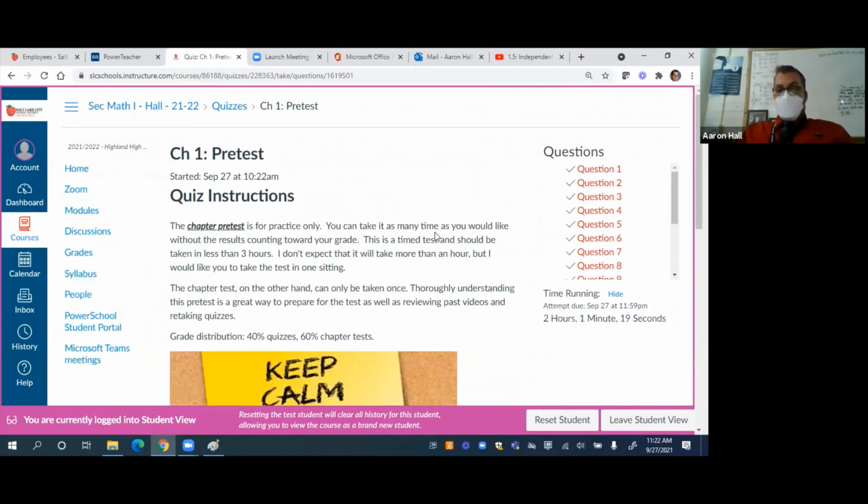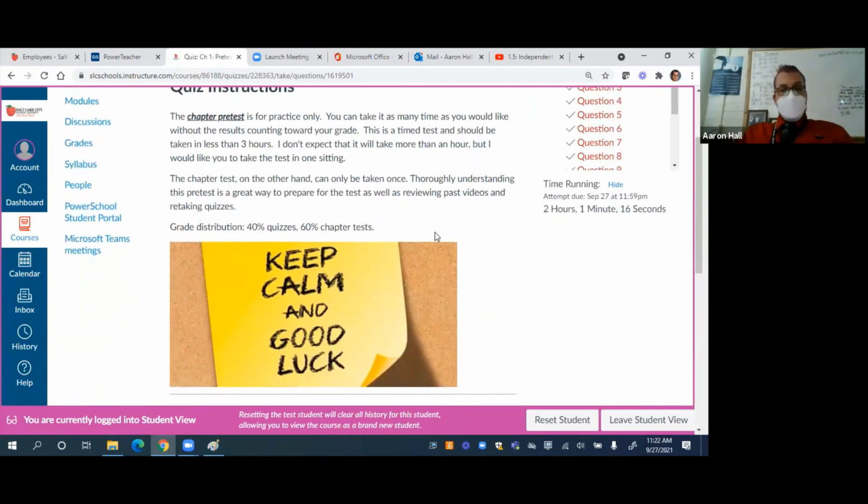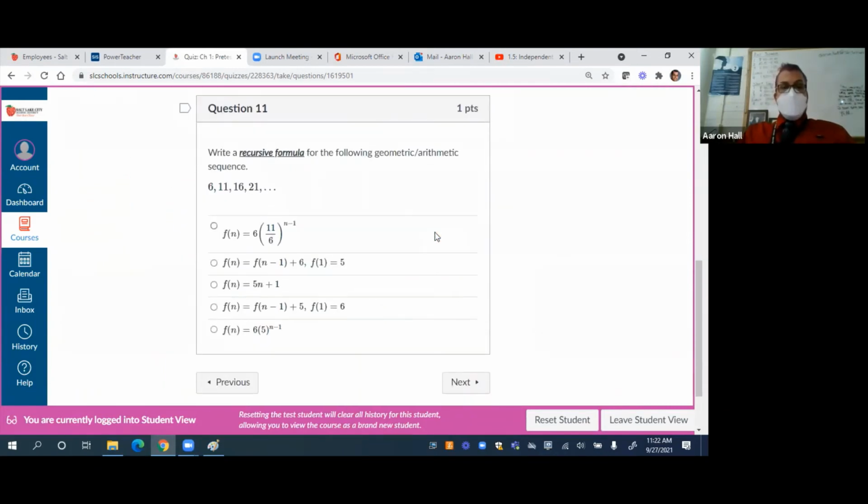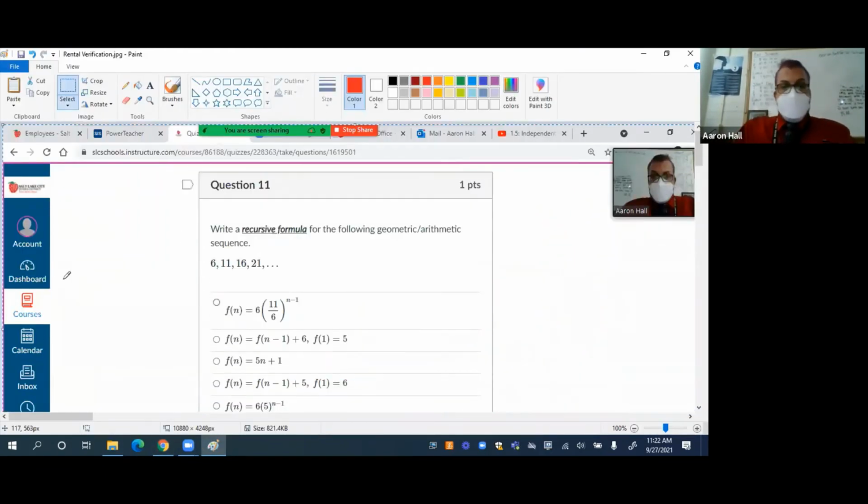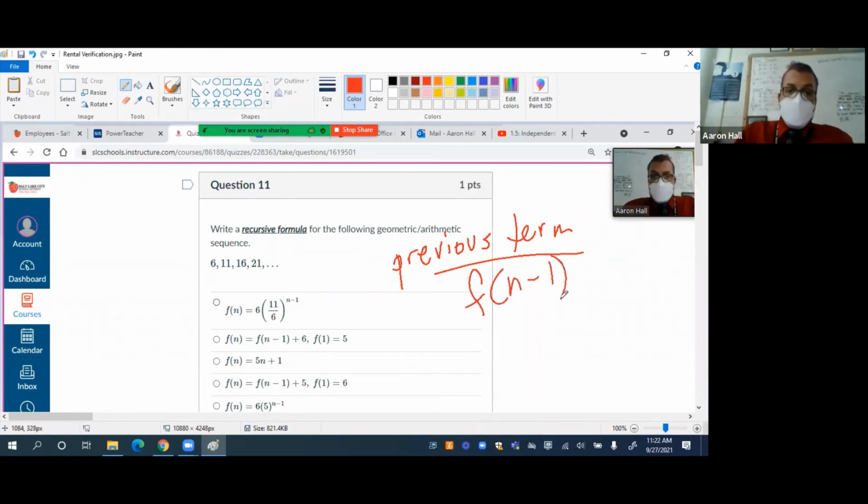All right, let's look at the next one. Number 11, it says write a recursive. Well, a recursive depends on the previous terms, which means if this is a recursive equation, I have to use previous term. In mathematics, how do I write previous term? F of n minus 1. So there's only 2 possibilities here, either this one or this one.